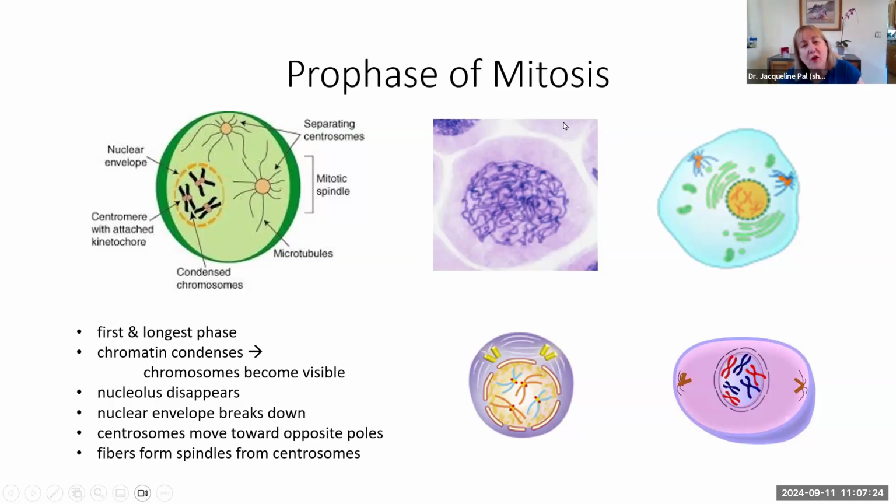However, if we look at a photomicrograph, remember, we can't see a lot of that detail with a light microscope. So what we are going to see is the absence of a nuclear membrane, and we are going to see visible chromosomes. And they look like a bowl of spaghetti because they are not organized. And that's what prophase looks like.